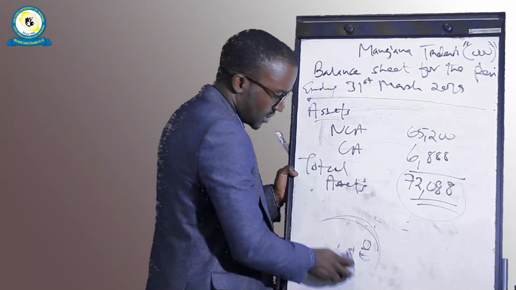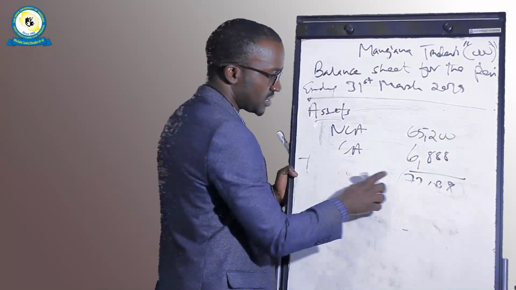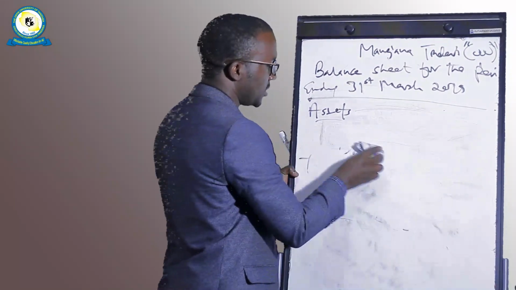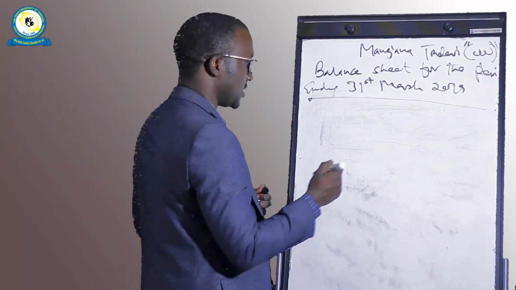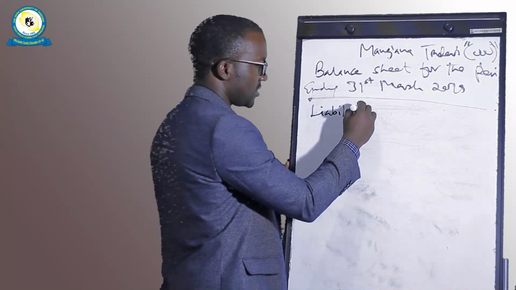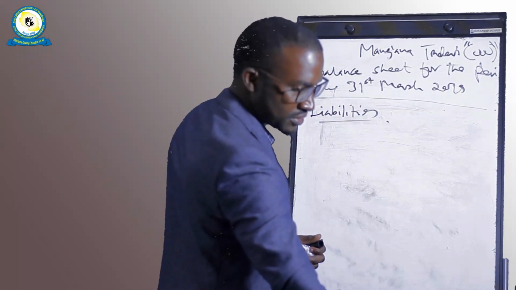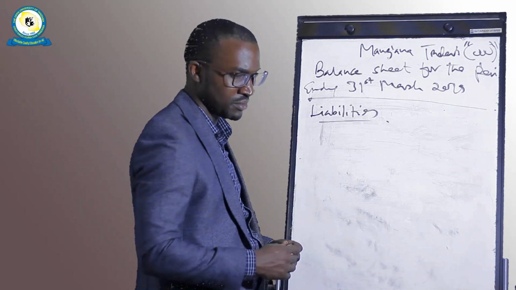Okay. Now we have here 72,088. So we are going to compare it with the totals of liabilities and capital. Now let us see the liabilities that we are having.